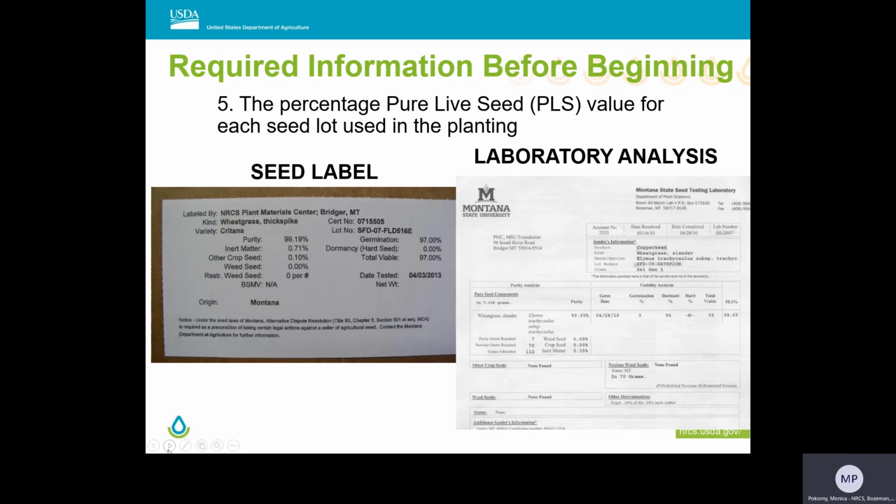So the percent pure live seed is calculated by multiplying the percent purity of the lot by the percent germination or viability of that lot. And this information is going to be found on your seed labels and your laboratory analysis. Bulk seed, on the other hand, includes both the live seed and all other seed and inert material. And we're going to get to an example of this in just a few slides.